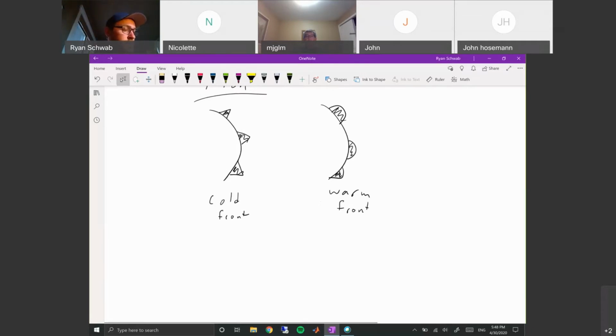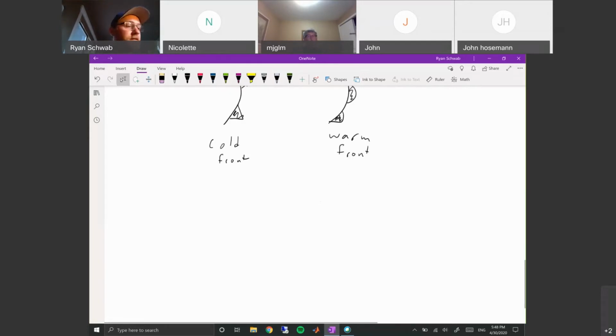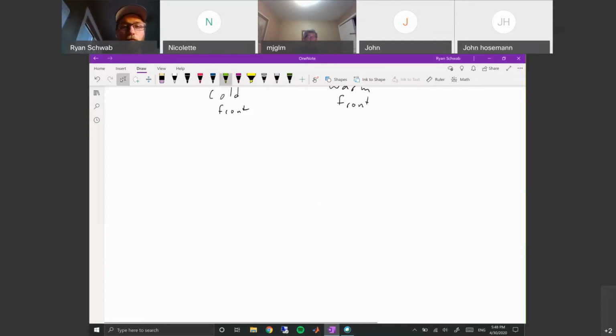Cool. So with that, let's take a look at what these fronts actually look like from the ground level. So we've got our ground down here.